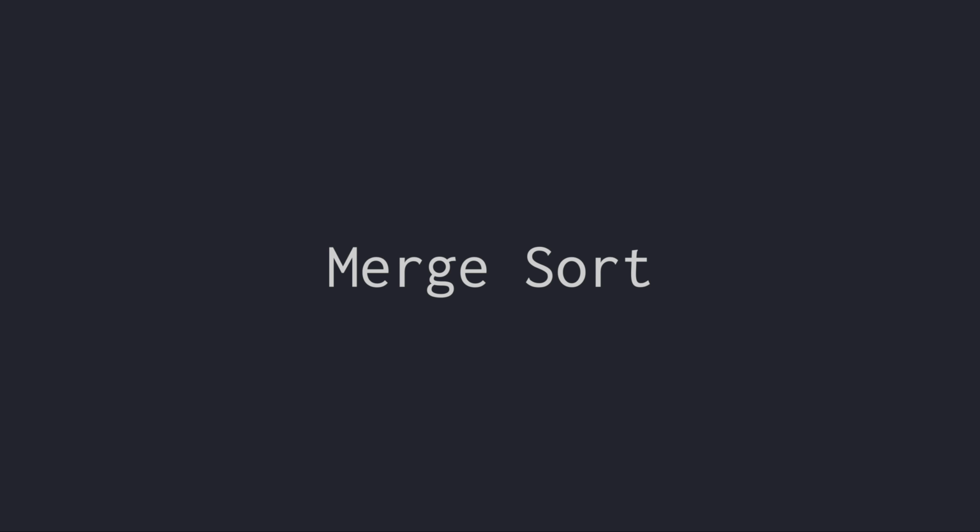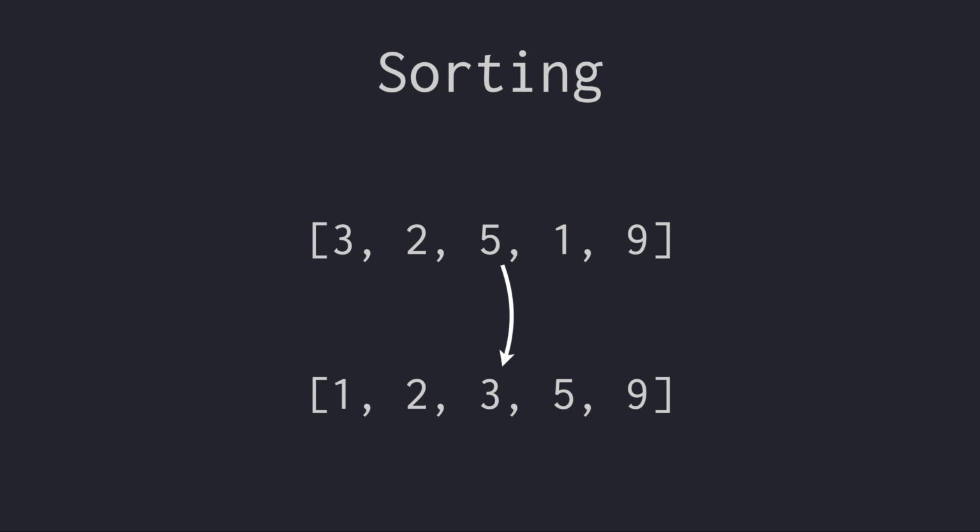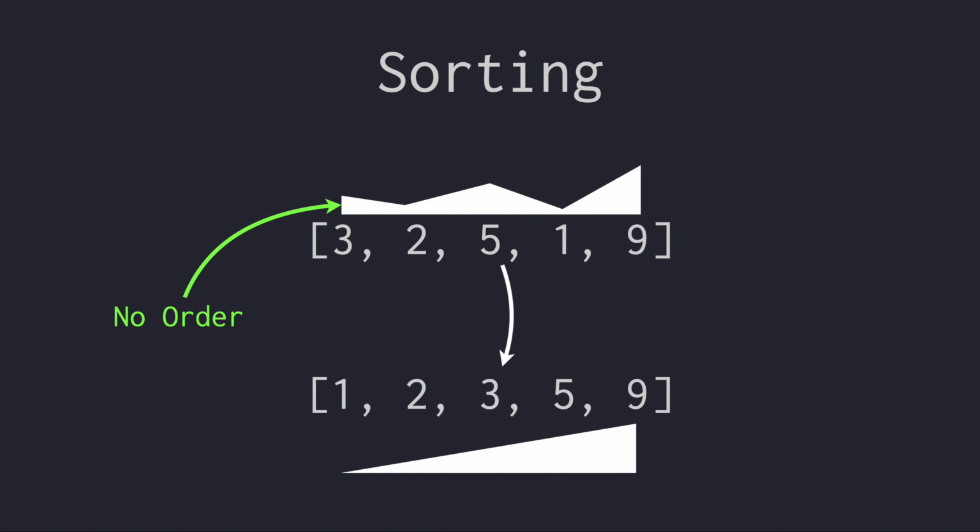So like I said, merge sort is a sorting algorithm. To understand what merge sort is, we have to first understand what sorting is. Sorting is when you take a list of items, most commonly numbers like this, and you want to put it into a specific kind of order. The most common type of order that sorting algorithms put things into is called an ascending order.